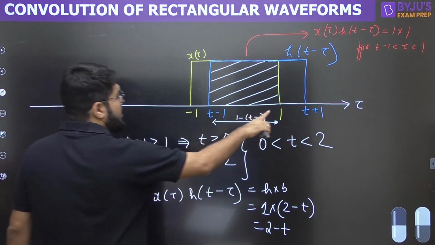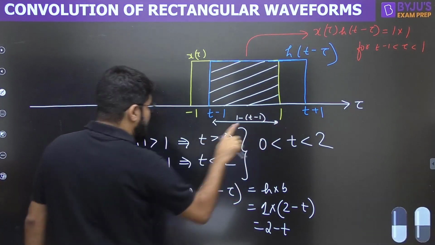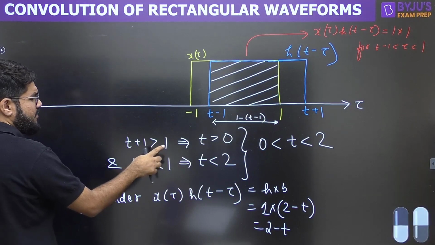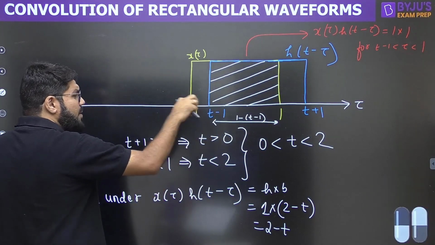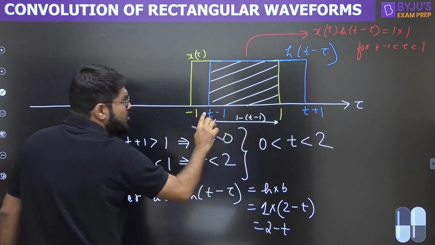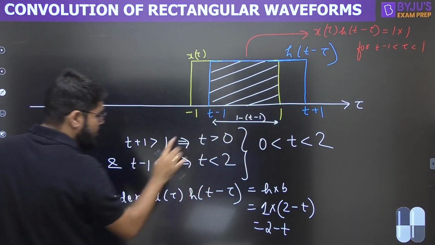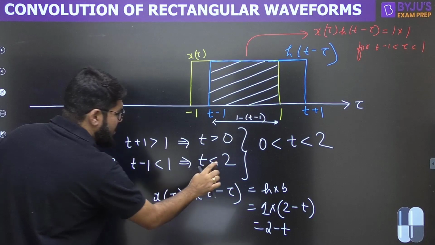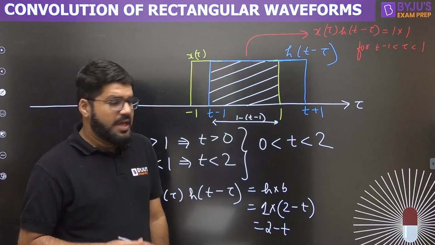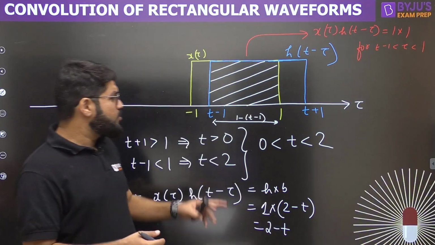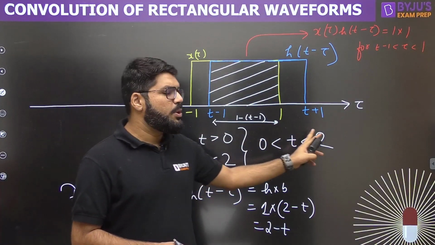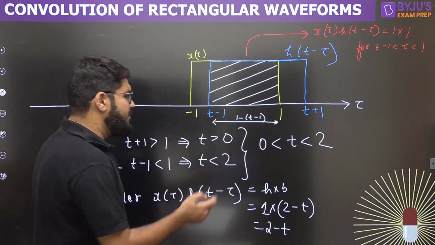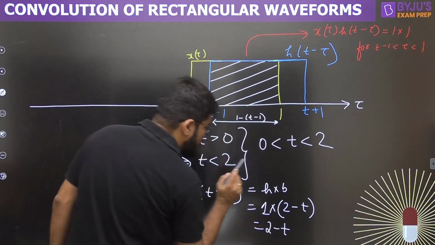Now let's again revisit. t plus 1 has crossed 1. t plus 1 greater than 1, so t is greater than 0. t minus 1 has come inside, but that has not crossed. So t minus 1 should be inside, less than 1. t minus 1 less than 1, so t is less than 2. So eventually, t is greater than 0 but less than 2, so t is between 0 and 2. Whenever t is between 0 and 2, the answer is 2 minus t.